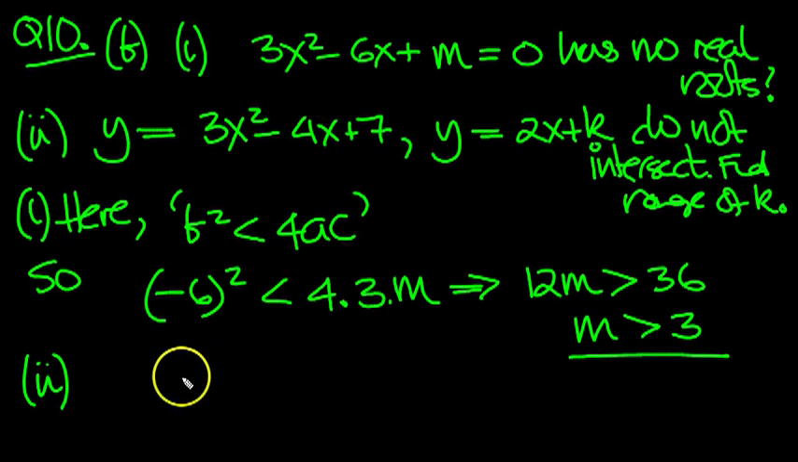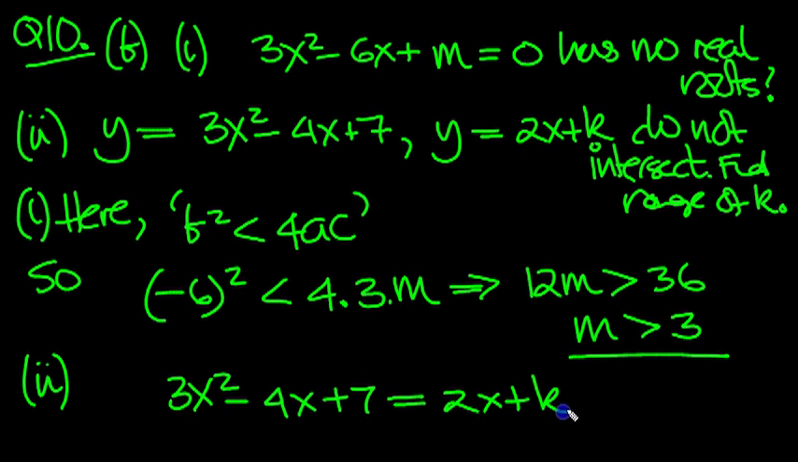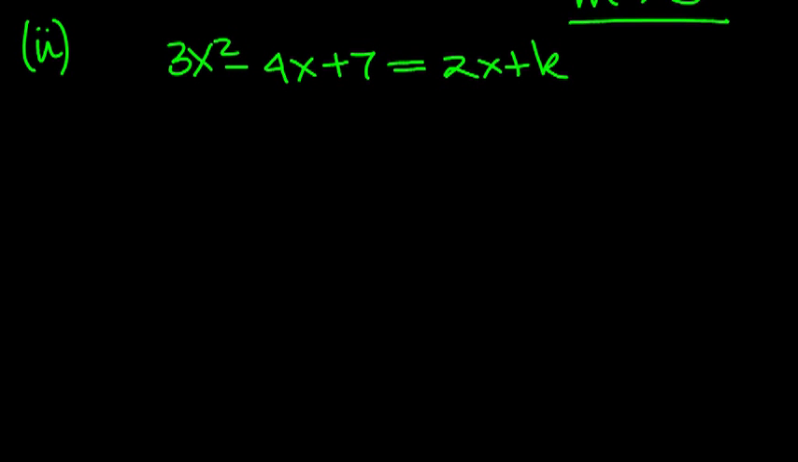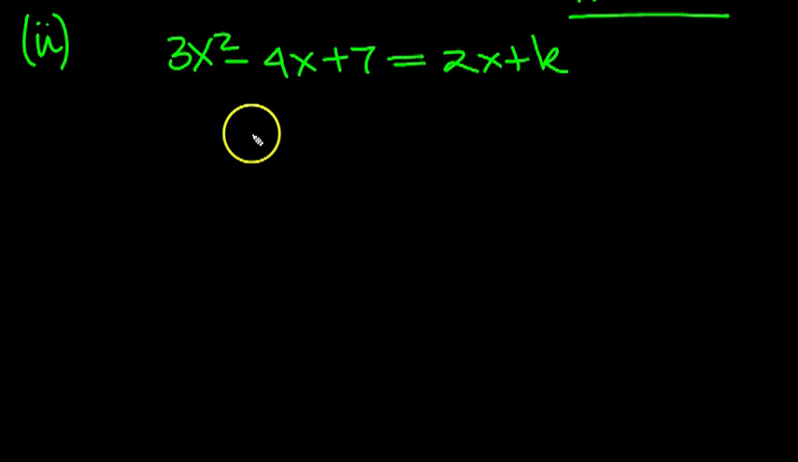These two lines do not intersect. Well, they intersect if we can find an x value such that y values are the same. So they intersect if 3x squared minus 4x plus 7 equals 2x plus k, and there's a solution to this equation, an x value where those values are the same. So for this, let's just move things around first before we say any more. Move that 2x to be minus 2x with the minus 4 to make minus 6x, plus 7 minus k.